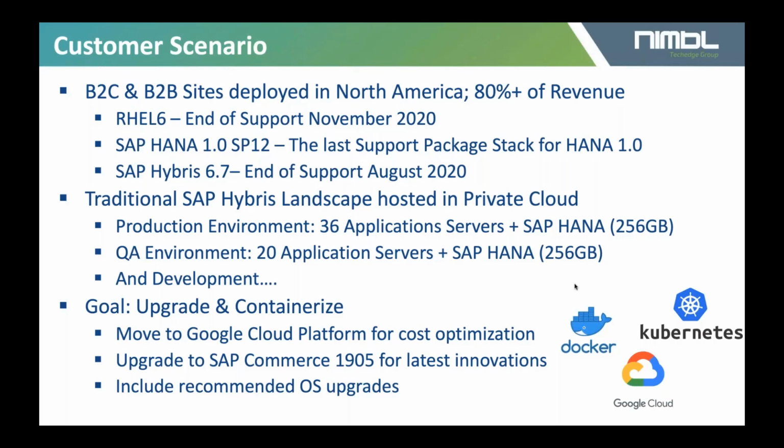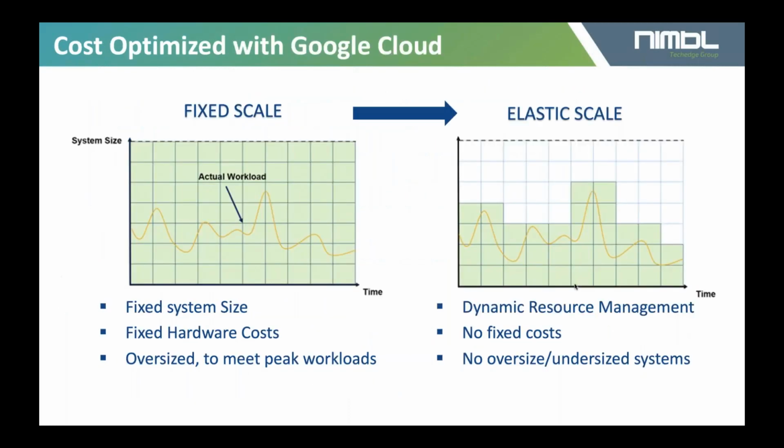And that's where Google Cloud, Kubernetes, and Docker come in, right? The goal was we're going to upgrade our environment, we're going to migrate to Google Cloud Platform, we're going to do our OS upgrades, we're going to get everything done that we need to get done, and oh, by the way, we're going to move away from this static landscape where we're hosting servers and paying for hardware that's not even being used. And this is moving from that fixed scale to elastic scale, right?